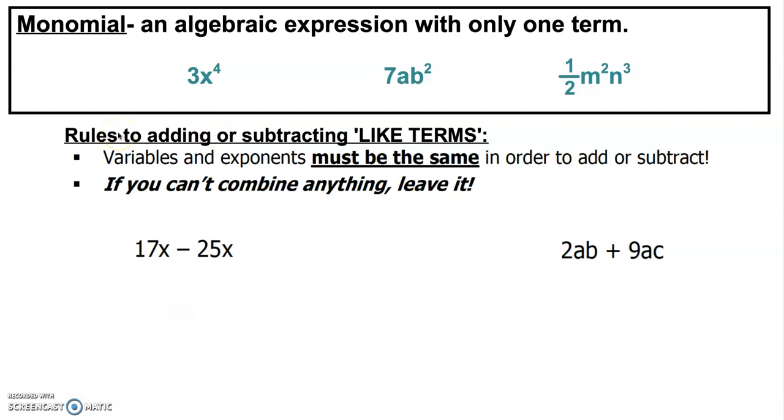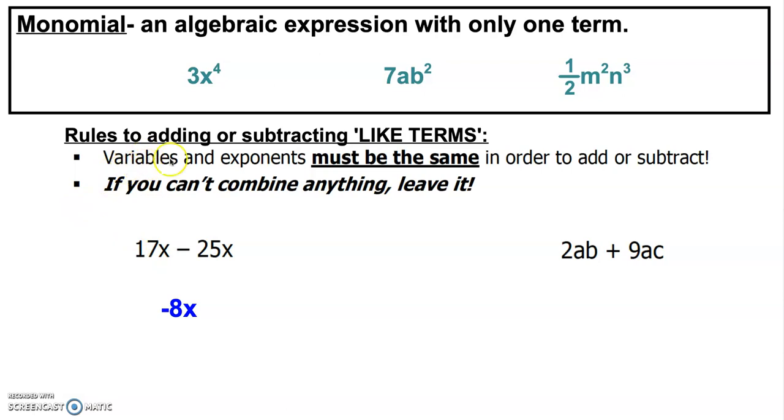The rules for adding or subtracting like terms are that the variables and exponents have to be the same. So as we look at this example here, 17x and 25x, the variables are both x, and the exponents on that x value are both 1. So we can combine that expression into a monomial and get negative 8x.